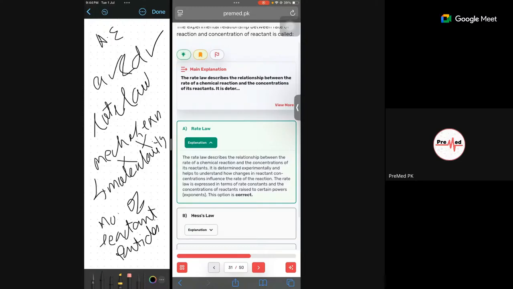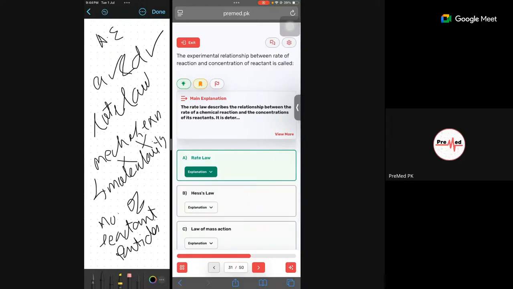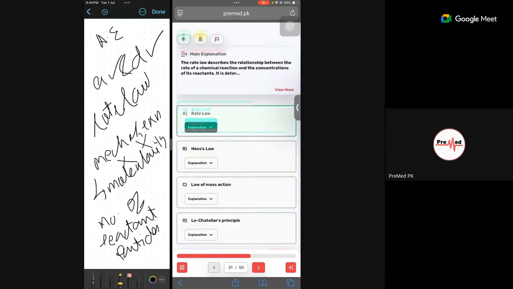Coming on to the next one: the experimental relationship between the rate of reaction and concentration of reactant is called what? Well, it is a statement of the rate law, which describes the relationship between a particular chemical reaction and its reactants. If I talk about the other options, for example, in the paper, God forbid, you just forget what rate law is. Come on to the next options. That's how you solve an MCQ.